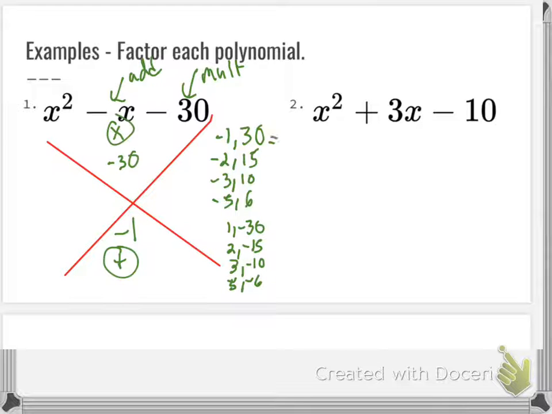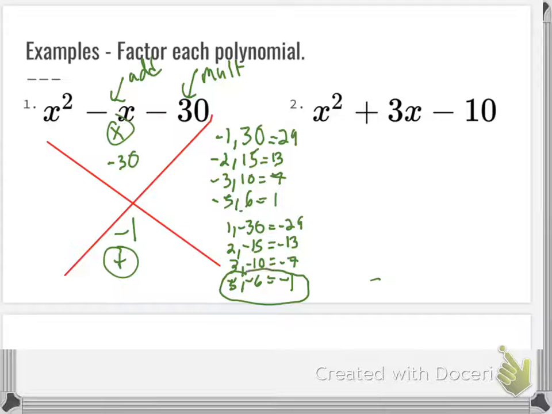So we're going to go through these. Negative 1 plus 30 is 29. Negative 2 plus 15 is 13. Negative 3 plus 10 is positive 7. Negative 5 plus 6 is 1. That one looks almost promising. Same thing down here. We now have negative 29, negative 13, negative 7, and negative 1. So the one that adds to give me a negative 1 is this last one, 5 and negative 6.